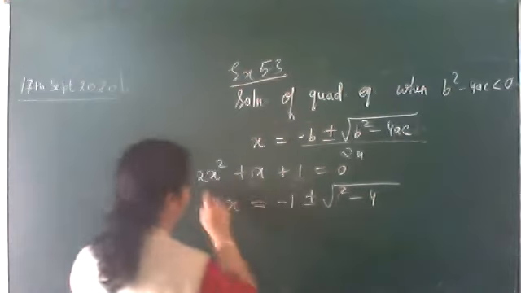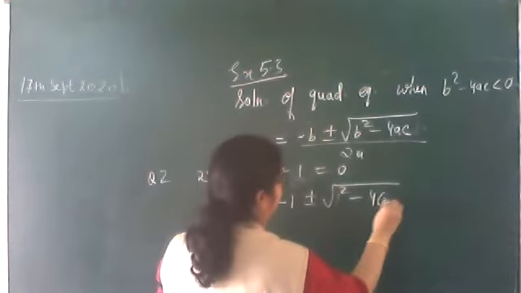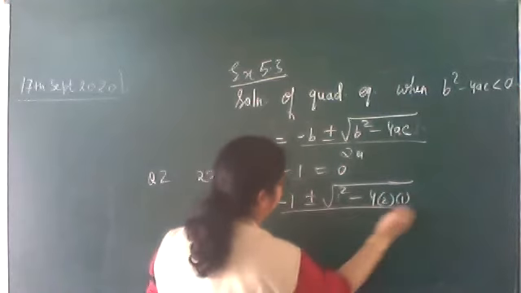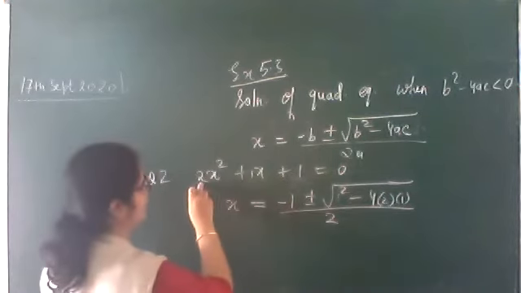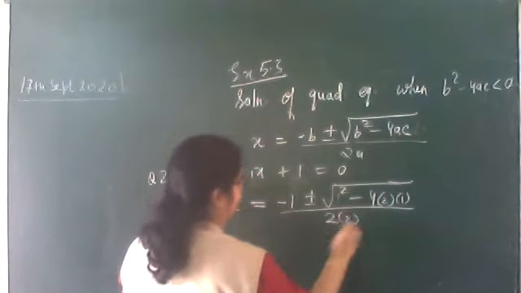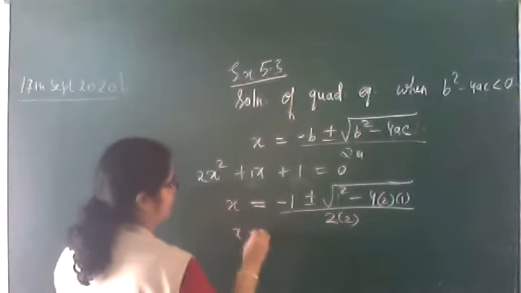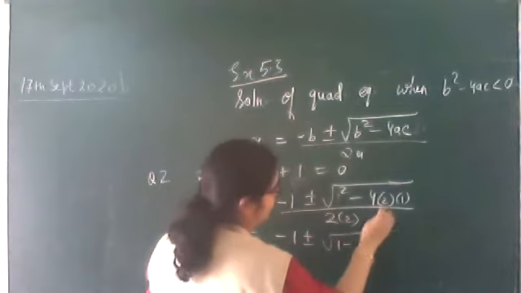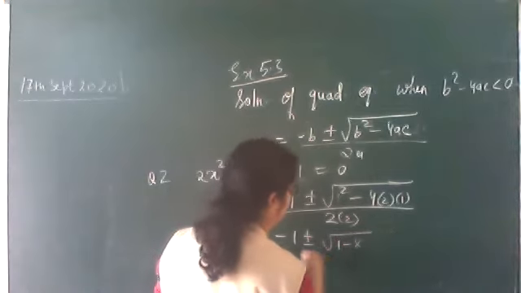4 times, what is your a? 2. And c is what? 1. Clear? Upon 2a. 2 into a is what? 2 only. Clear? So your x is equal to minus 1 plus minus root of 1 minus 4 into 2 upon 4.